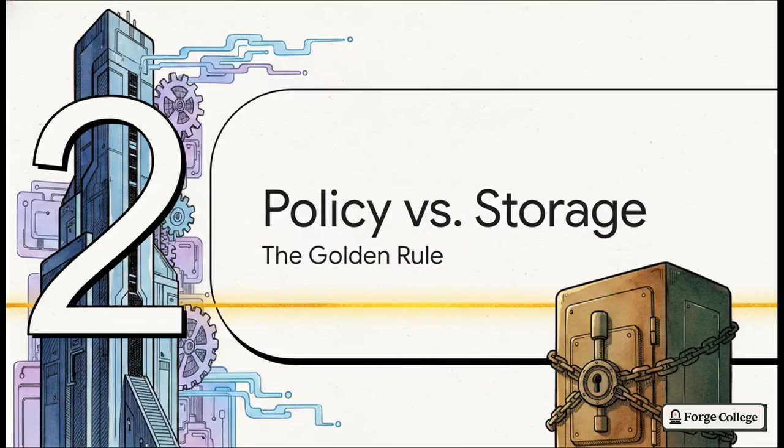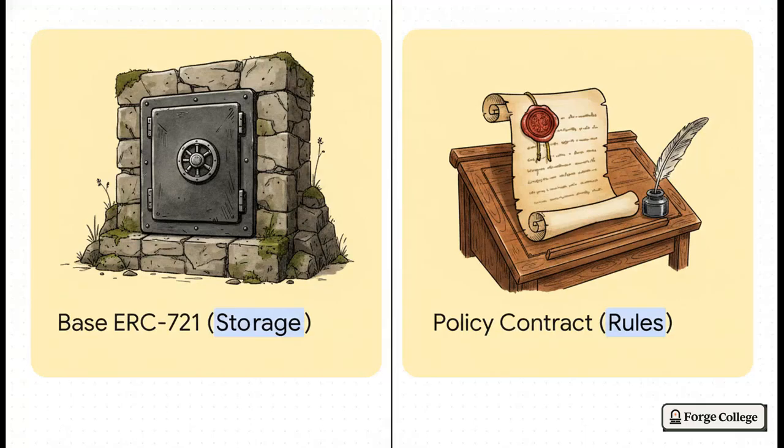Moving into Section 2. Separating policy from storage. This is literally the golden rule of architecture. Look, there absolutely must be a clear division of labor here. On one side, you have your base ERC-721 contract acting as your storage. It holds the core data layout. And on the other side, that's your policy contract. This is where the rules live. You must keep low-level storage in your base contract, while the logic for who can mint, when they can mint, and under what conditions lives entirely in a separate policy layer.